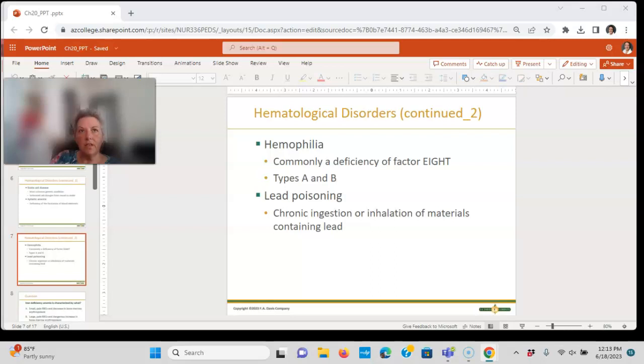So CNS system signs and symptoms of this would be hyperactivity, impulsivity, lethargy, irritability, loss of developmental progress, hearing impairment, and learning disabilities. Signs of anemia, abdominal pain, vomiting, constipation, anorexia, headache, fever, and lethargy. Any level greater than 5 is above the reference range.